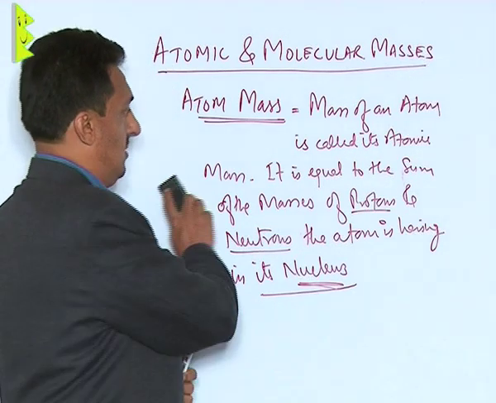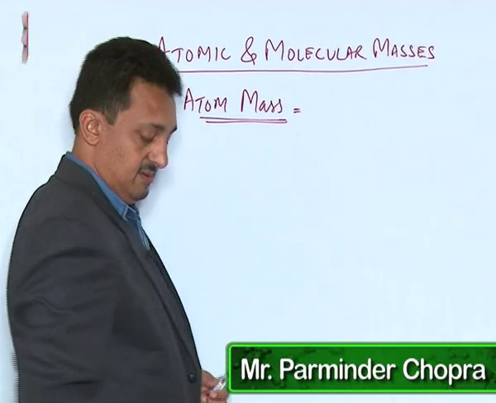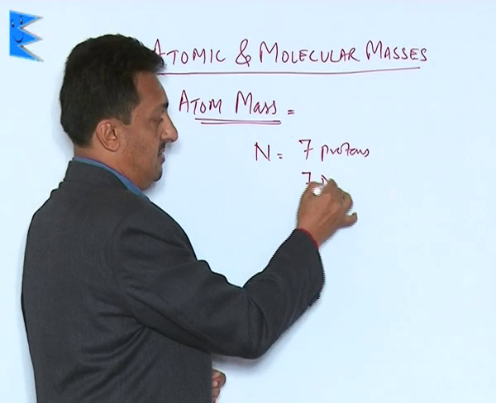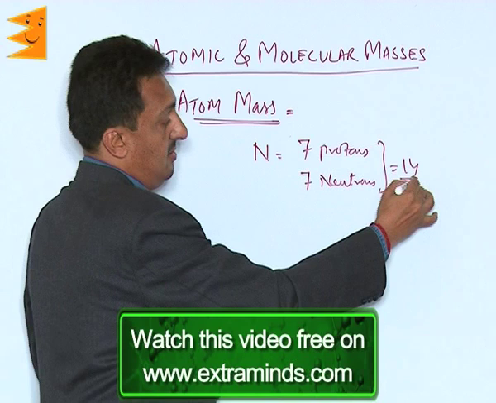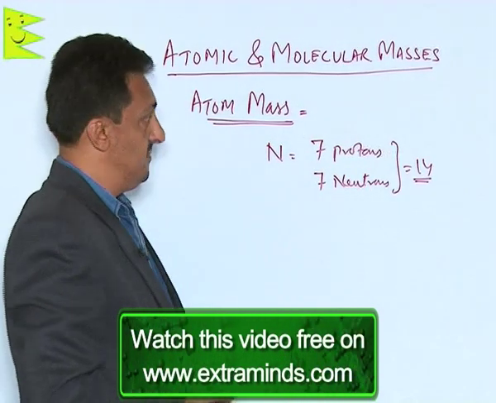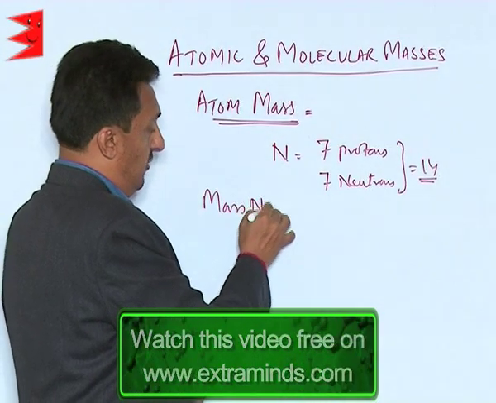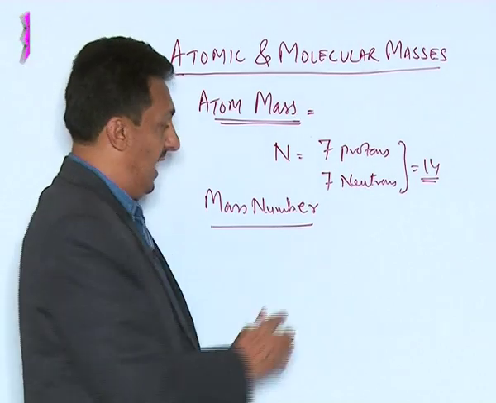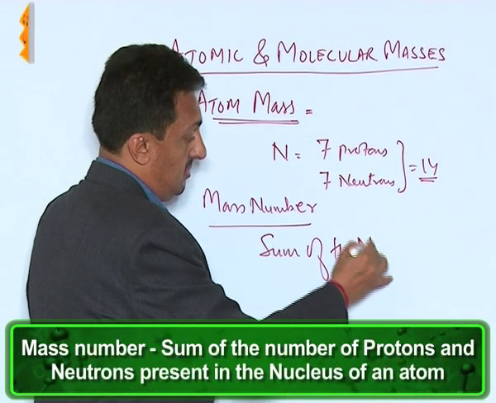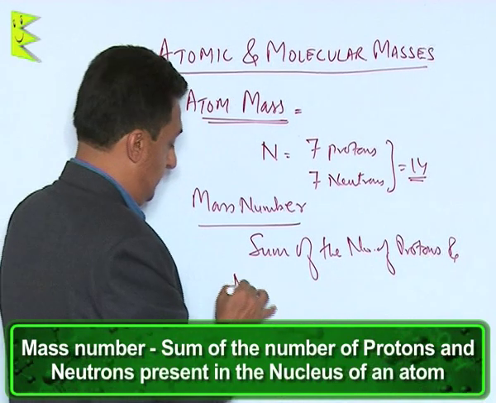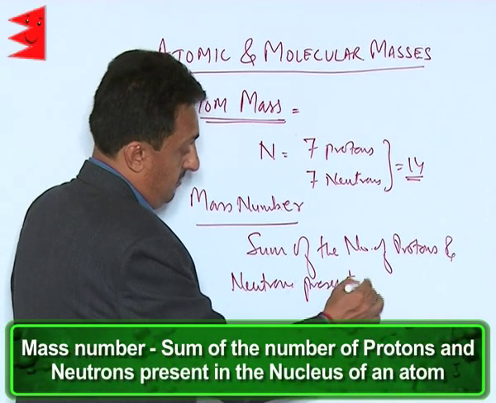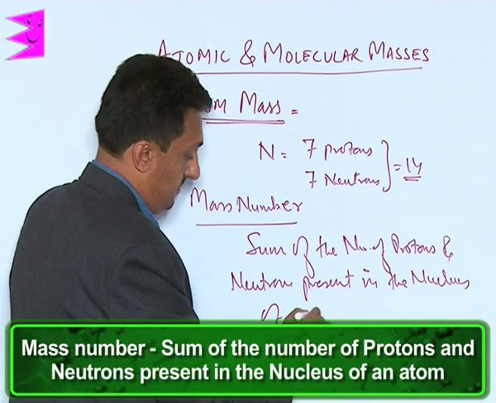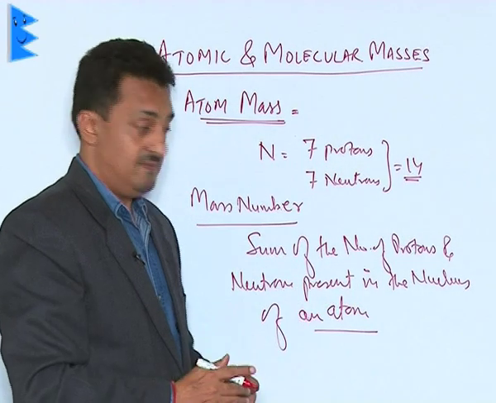Let me give you an idea what exactly this means. Like if we say nitrogen, it has 7 protons and 7 neutrons. So, together it is having mass 14. Now, remember this atomic mass term is often confused with another term called mass number. See, mass number is only a number and it is the sum of the number of protons and neutrons present in the nucleus of an atom. It is just the sum of the numbers of these protons and the neutrons.